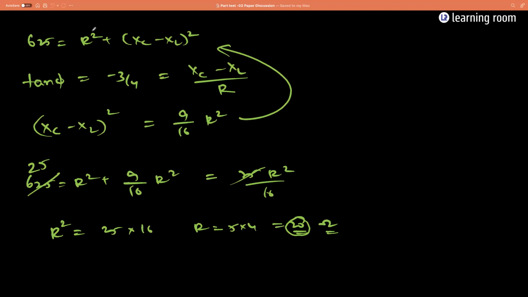Again, taking this and substituting it here, what will you get the value of XC minus XL the whole square as? 625 minus 400 is going to be 225. So XC minus XL will be equal to 15. Clear?